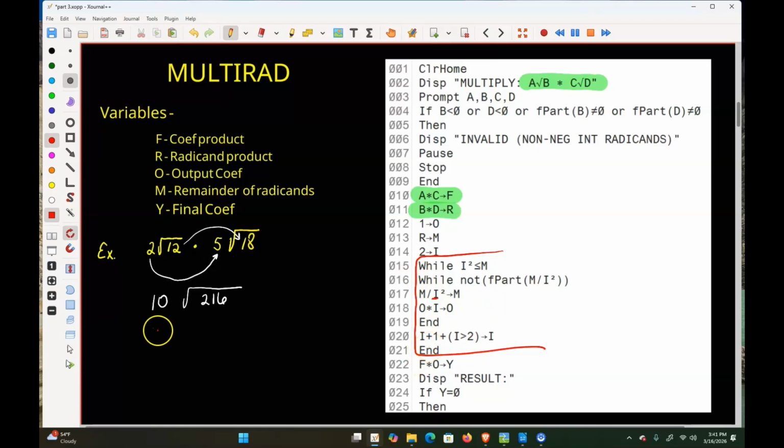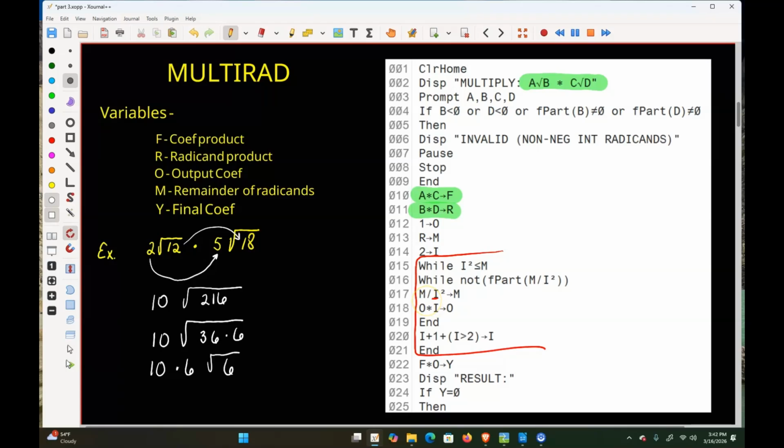So what essentially is going on then is we're finding the largest square that goes into 216, which is, what, 36? 36 times 6 is 216. All right, and we're going to pull out the 6 here. So that'd be 10 times 6 square root 6.